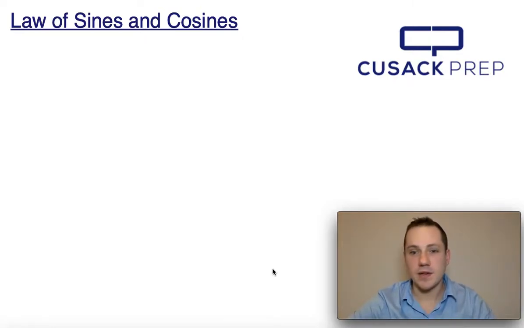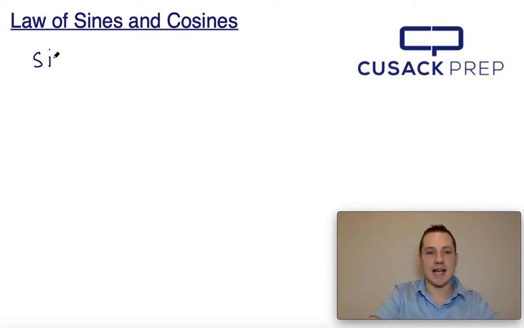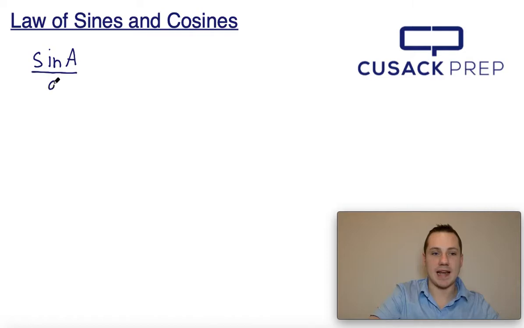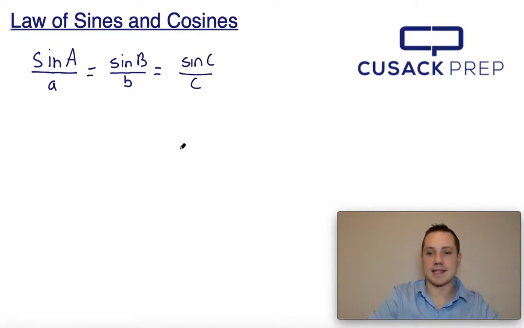Law of sines and law of cosines have two formulas that might look a little bit intimidating, but we're going to go ahead and write them out right here. For law of sines, we have the sine of angle A divided by side A is equal to the sine of angle B divided by side B, and that's going to equal the sine of angle C divided by side C.